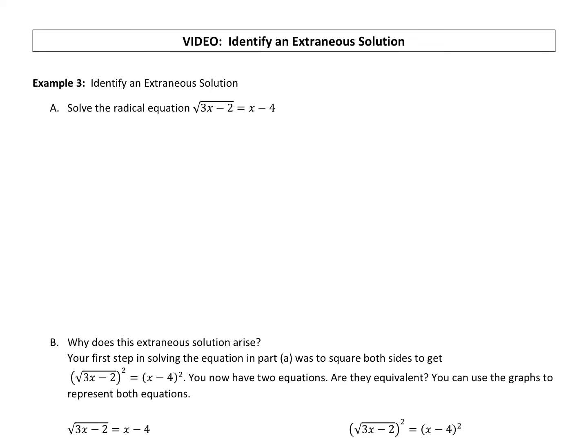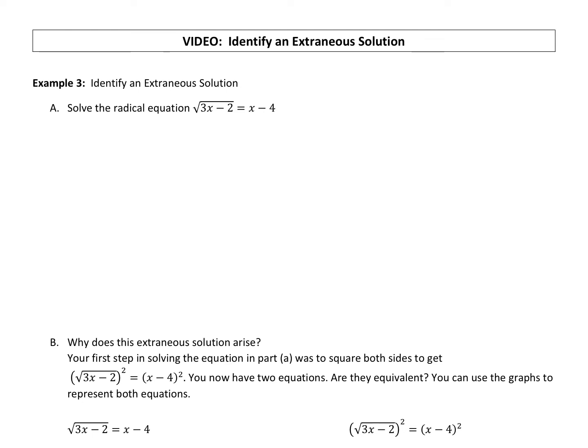All right, this next example is about identifying an extraneous solution. So guess what? We're going to have an extraneous solution on this one. So let's see what that looks like, how we deal with it, how we figure out what our true solutions are. Part A, solve the radical equation. The square root of 3x minus 2 is equal to x minus 4.